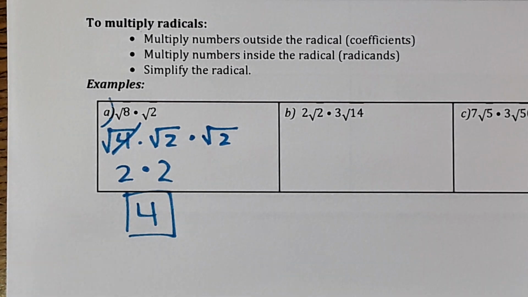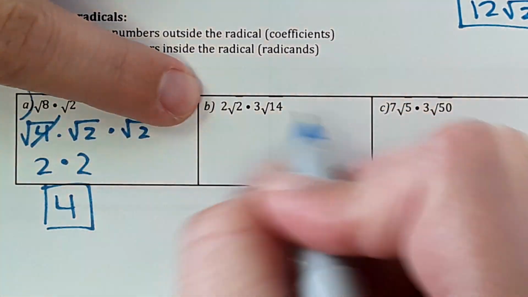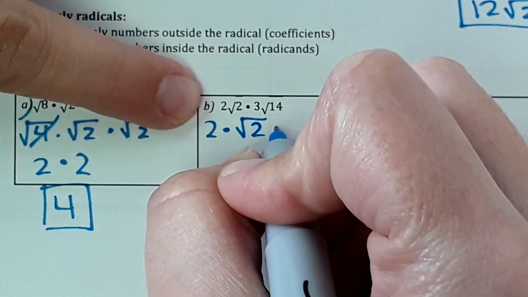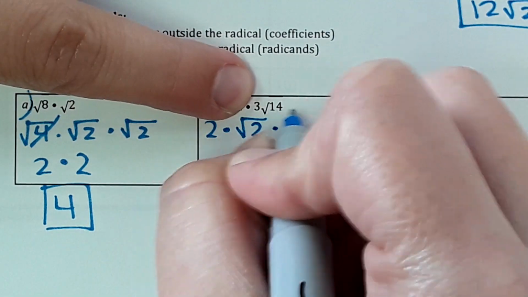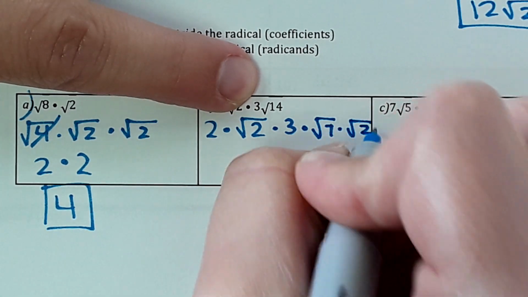Okay, then the next one, B. Same idea, we're just going to kind of break it up and see what we can simplify. 2 times square root of 2 times 3. And then 14, I'll break that up into factors. Square root of 7 times square root of 2.